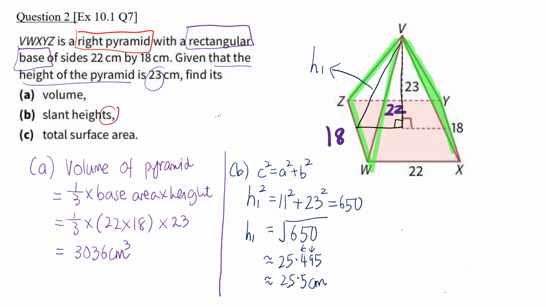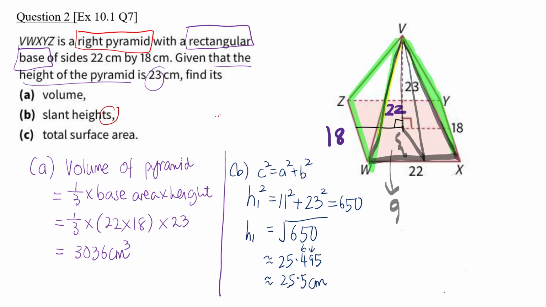All right, just now we mentioned there's the other triangle. There's another set of triangles that has the same slant height, and this is the one we're talking about. So this is our slant height. If you look at the triangle, it's like that. This will be half of 18, which is 9. I'm going to call this slant height H2.